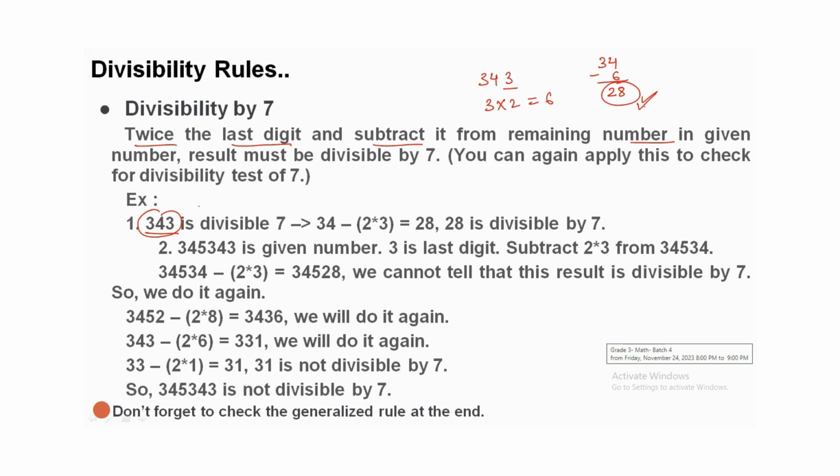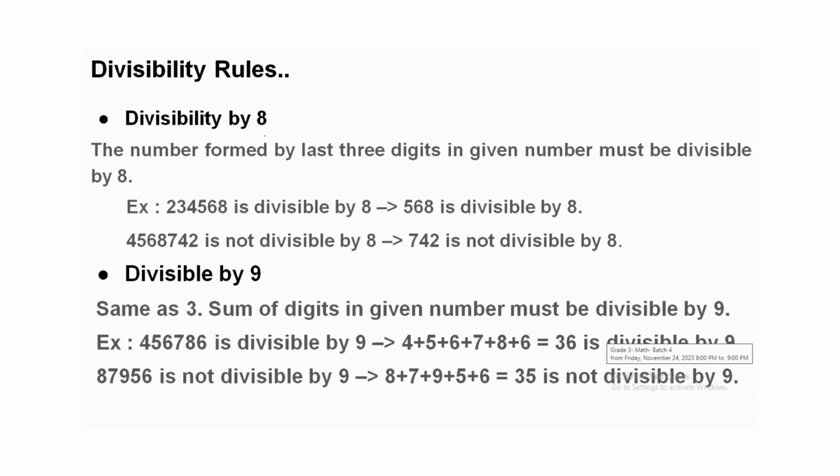Understood? Now we have our next divisibility test, which is divisibility by 8. Here we need to check that the number formed by the last 3 digits of the number is divisible by 8. We have the number 234,568, and we need to check whether it is divisible by 8 or not. We take the last 3 digits, which is 568, and check whether this combination of three digits is divisible by 8. Yes, 568 is divisible by 8, so we can say this whole number is divisible by 8.